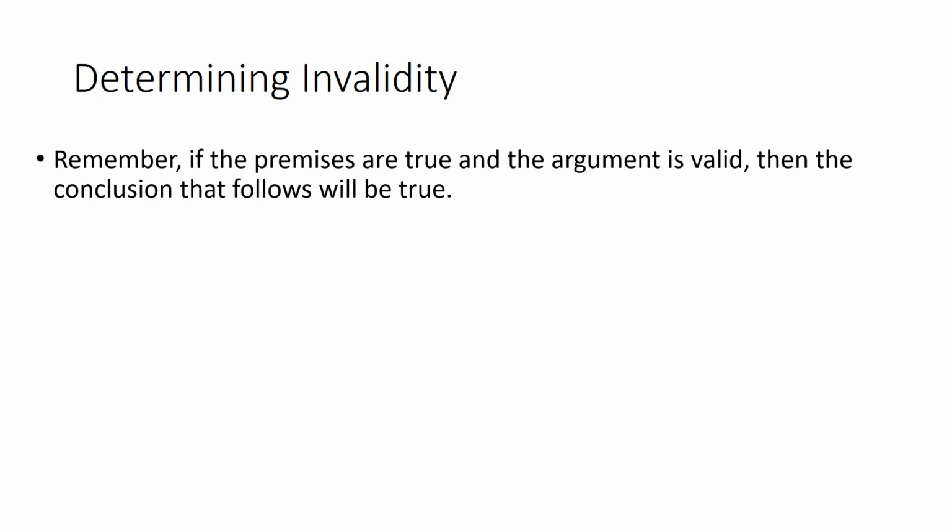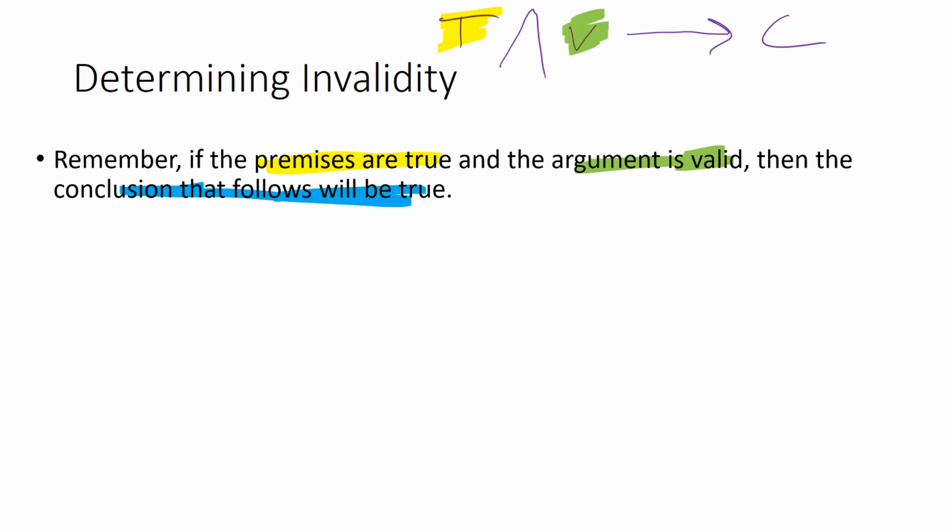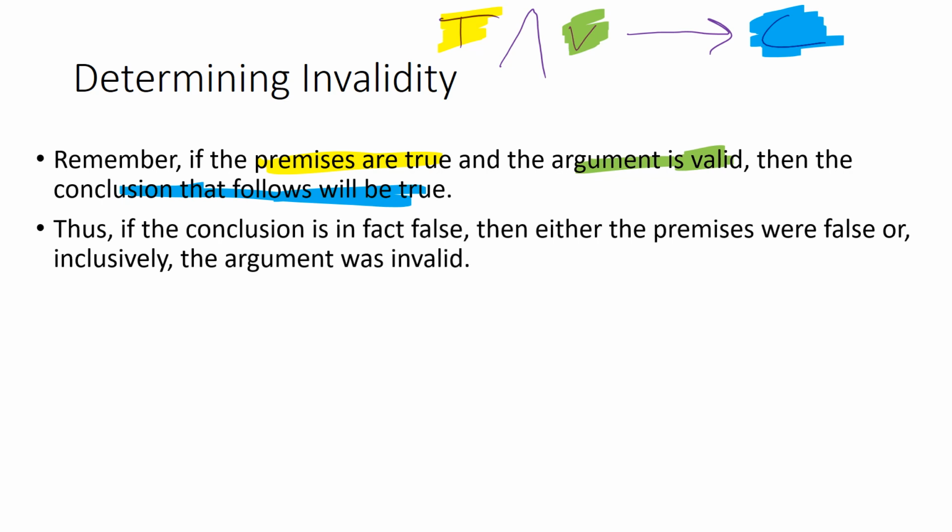And we can write this general principle in symbolic notation. So if we have true premises, and we have a valid argument, then the conclusion will be true. Thus, if the conclusion is in fact false, then either the premises were false or, conclusively, the argument was invalid.